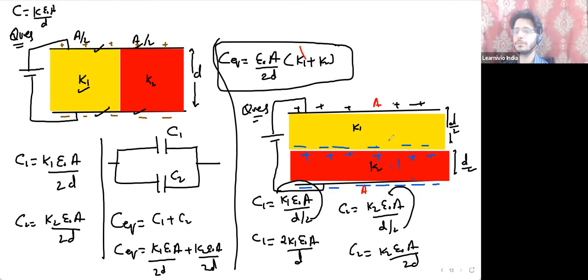How are they connected? Positive plate to positive, or positive to negative, or negative to positive? Negative to positive. Negative to positive. Series or parallel? Series. So we can remember this in this way.